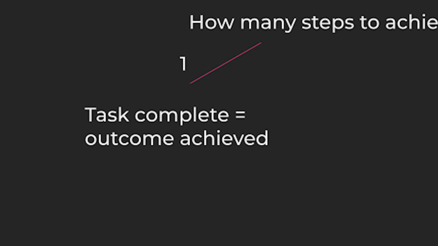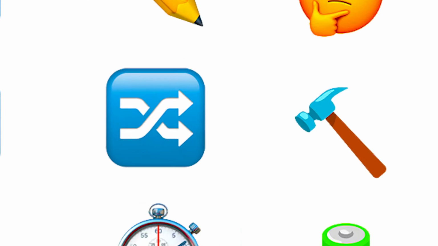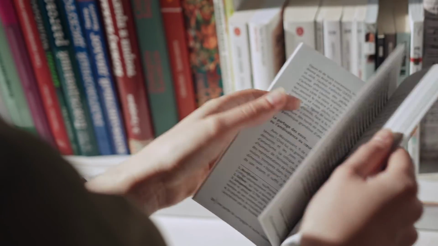But if not, you'll need to define the desired outcome and add it to the project list. It will serve as a reminder that this job is not yet finished when you've completed the action. Organize, putting everything in its right place according to its nature.